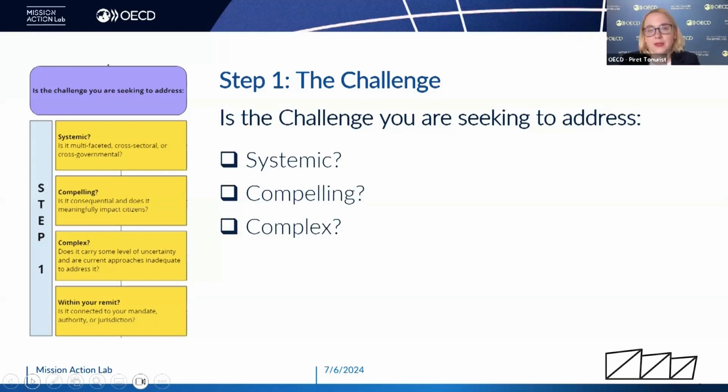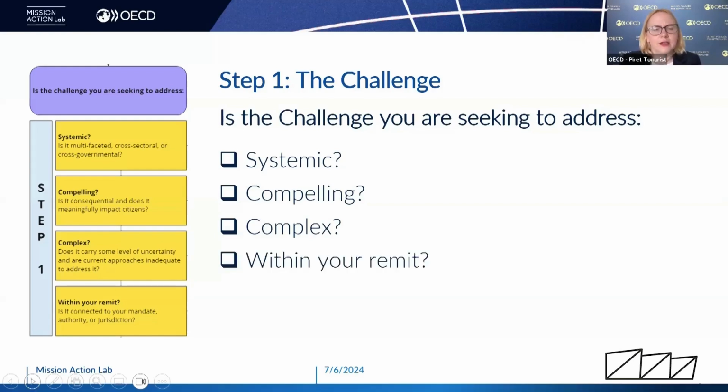Is it also complex, in the sense that if you have an easy, simple task to fulfill, then you have other measures? You don't have to set up a mission on a very high level to make it happen. You can just solve the problem.